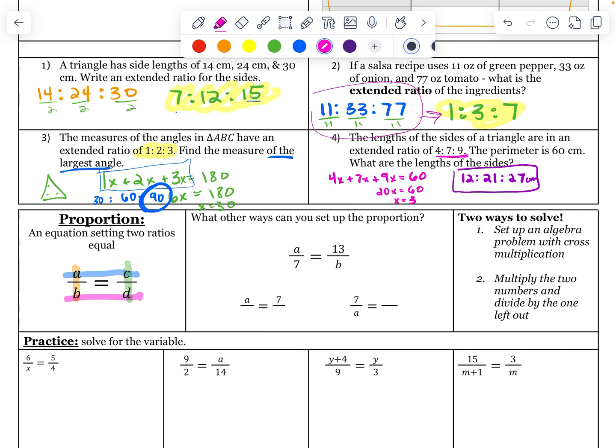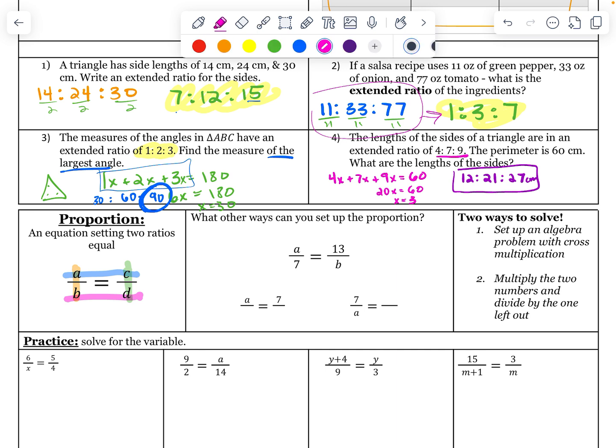All right, so I'm going to do this again. So like the A has to always be with the B and the C. The D has to always be with the B and the C. The A and the D are not together. They are across from each other. And we're going to end up cross multiplying here in a minute, but not yet.